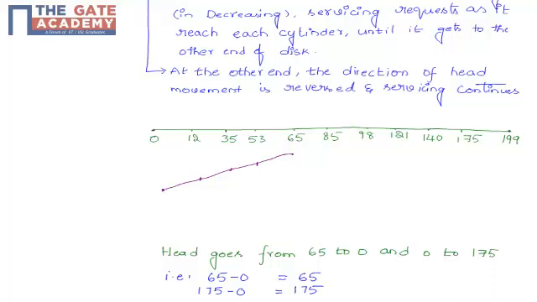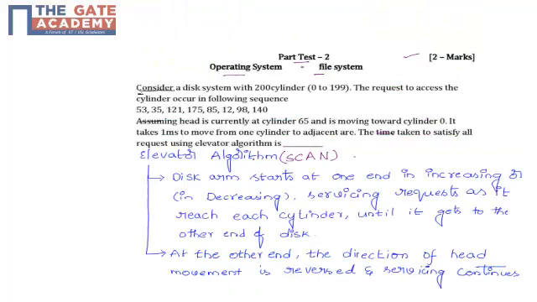So from this 0, it will go to the last end, which is nothing but 175, servicing all the requests, that is nothing but 85, 98, 121, 140 and then 175. So from this one we have to calculate the time taken to satisfy the requests.